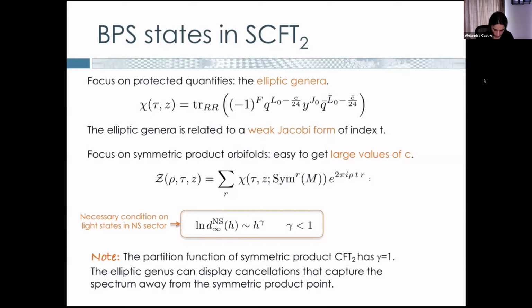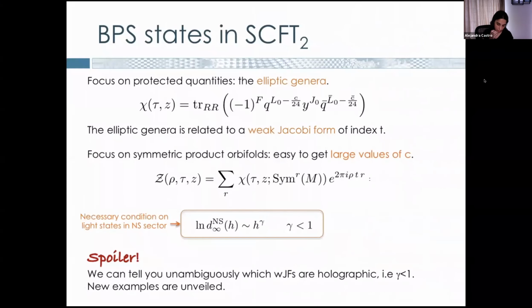It doesn't have to be lower. In most cases, gamma will still be equal to 1, because there will not be enough cancellations. That's usually what happens generically, but there's a hope that maybe there are cancellations in this object. The spoiler is that we'll be able to identify which ones, so from this mathematical point of view, the first thing that we'll do is identify the Jacobi forms of the seed that will lead to this behavior.